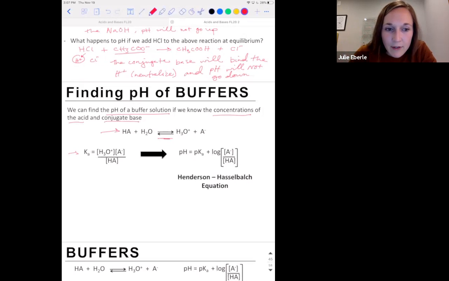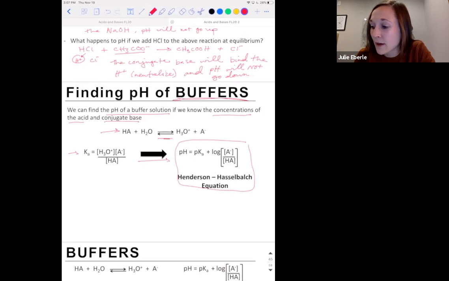I'm not going to derive this for you, but basically we can do some math magic on this, and we can turn it into this equation over here, which is called the Henderson-Hasselbalch equation, okay? And as you can see, this equation is letting you solve for pH. Now, I'm not a yeller, so I'm not going to yell, but I want to emphasize right here, this equation is only for buffers.